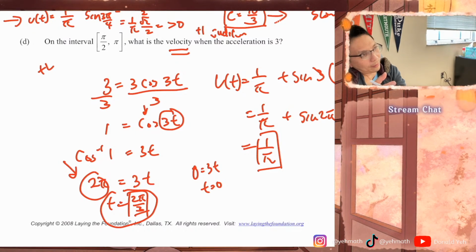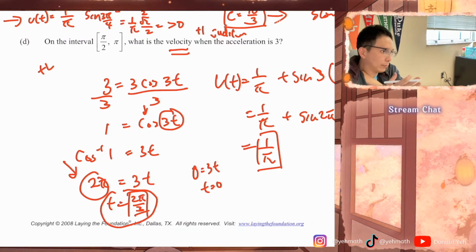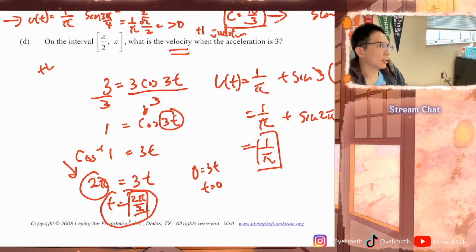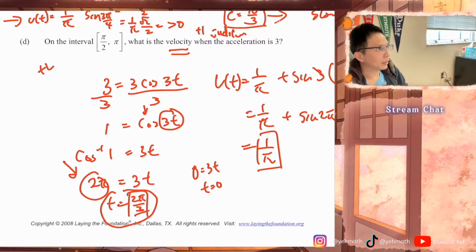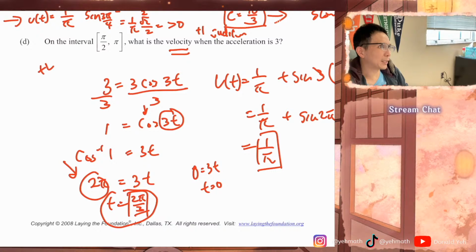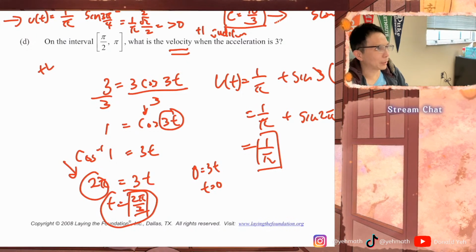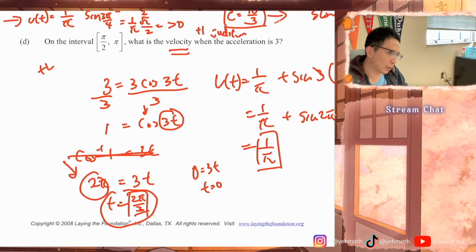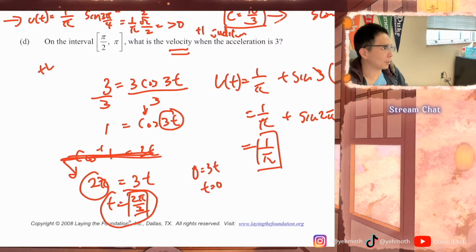Yes. Got it. So for me, I used pi over 3. Oh. Yeah, so what you're going to do is inverse cosine of 1 is going to give you either 0 or 2 pi. Well, if you do cosine inverse, technically, you're not going to get 2 pi because it's out of range. But basically, you want to think about when cosine equals 1. So let's ignore this part. When cosine equals 1, it has to be either 0 or 2 pi. So I set it equal to 2 pi. 2 pi is equal to 3t, t equal to 2 pi over 3.